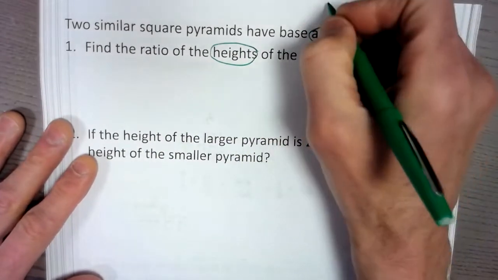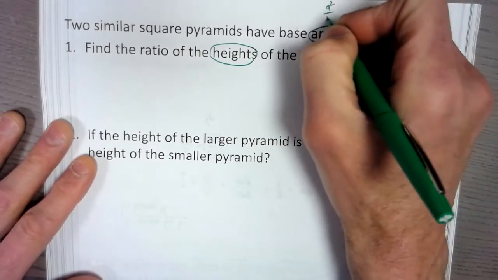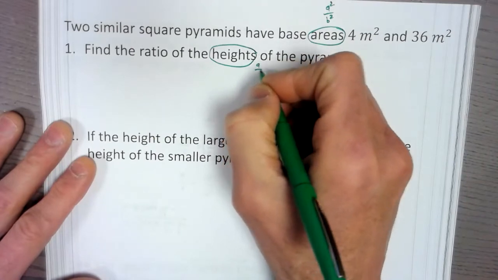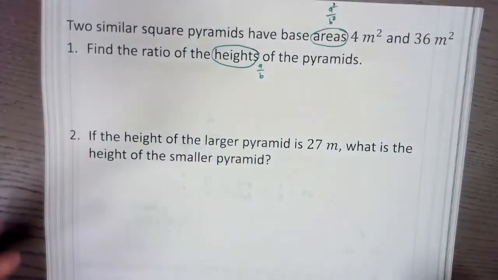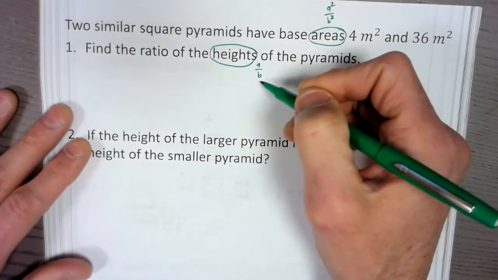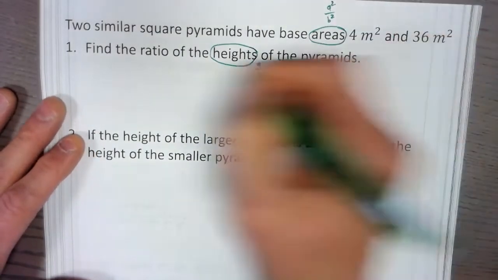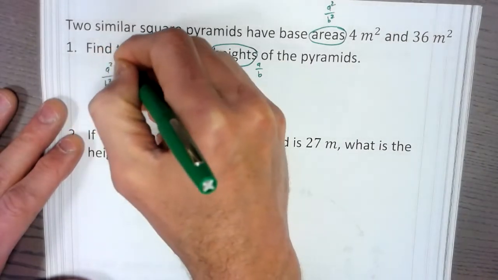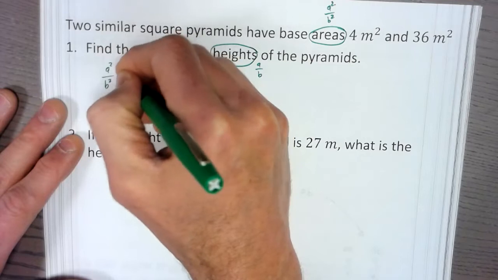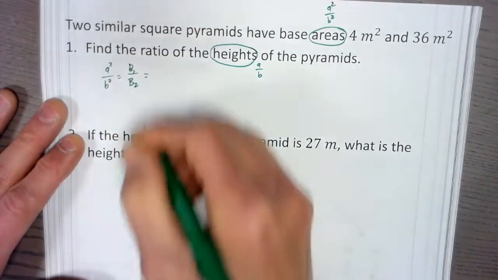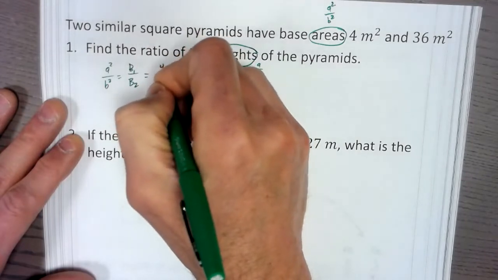So my area factor, as I remembered, is a squared over b squared. And the ratio of the heights, that's length, that's going to be a to b. So I have to remember what I'm working with. I need to go from a squared to a, not squared, okay? So that tells me that a squared over b squared is equal to the base area of 1 over the base area of 2. All right, so what does that equal? That equals 4 to 36.